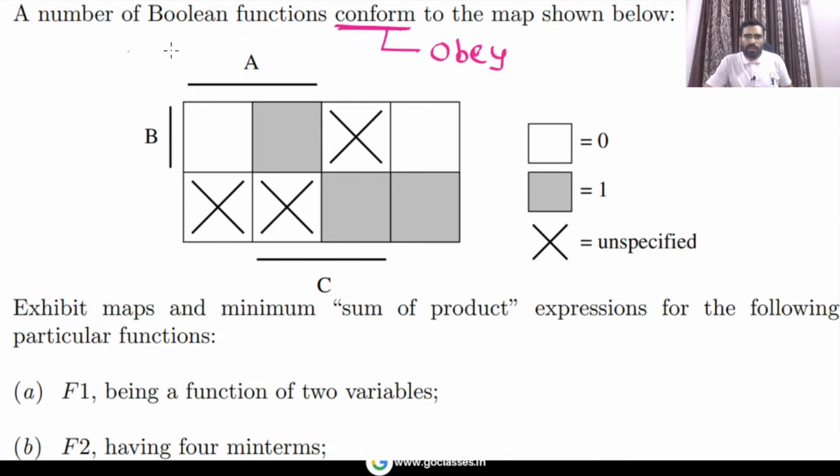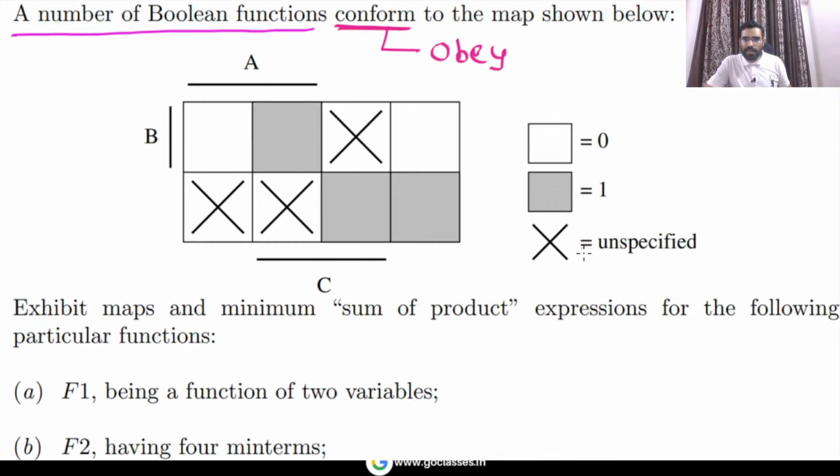Okay, so a number of Boolean functions obey the K-map. Tell me how many Boolean functions obey this K-map. What is the meaning of this line? This line is saying that a number of Boolean functions obey this K-map. What is the meaning of this?